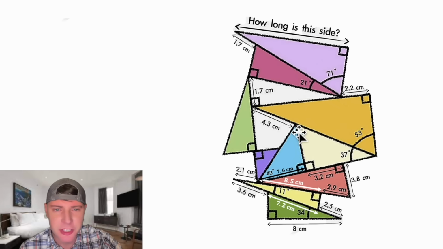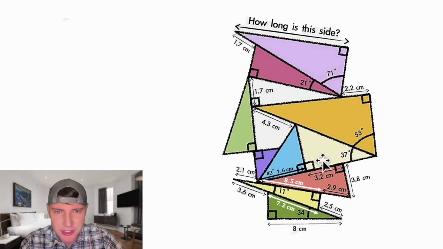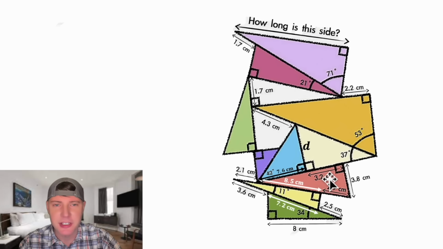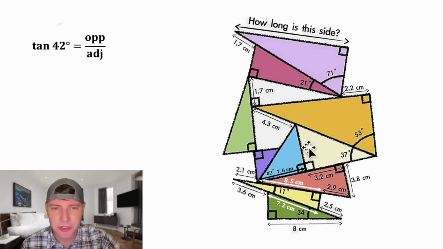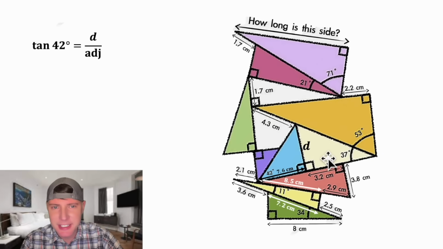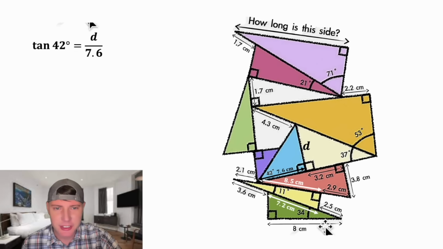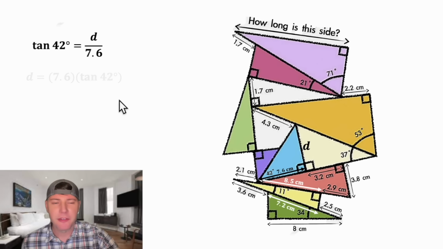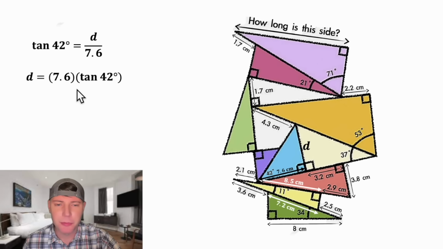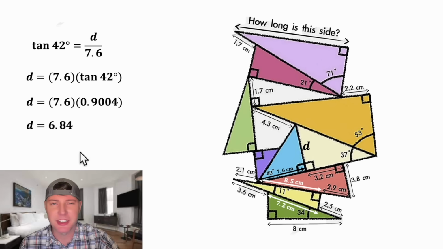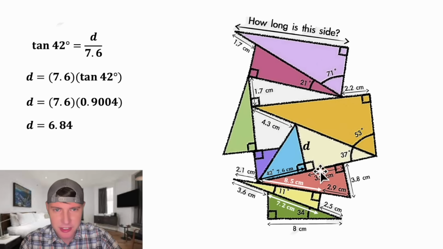And now we're ready to do this blue triangle. We want this side, so let's call it little d. We have 42 degrees, this side d, and this side 7.6. Now we're going to do the tangent, which is opposite over adjacent. The opposite is this d, and the adjacent is 7.6. So we have tangent of 42 is equal to d over 7.6. After we cross multiply, we end up with d is equal to 7.6 tan 42. And tangent of 42 degrees is equal to approximately 0.9004. After we multiply this, we end up with d is equal to 6.84. So let's change this to 6.8.